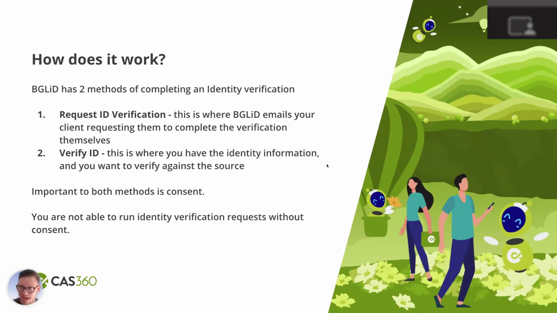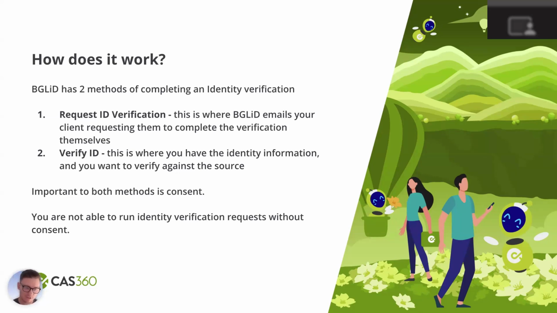So I'll talk a little bit about how BGLiD works, and we have implemented 2 types of verifications. We understand that in practices, there might be different methods in which you're collecting the data, and more than anything, different tolerances to how much data you're willing to keep on file. So what we've developed is 2 types. So we've got request ID verification. Now this is the demonstration that I'll go through, the request ID verification flow. But this is effectively where, as a practice, we are sending our client an email asking them to complete an ID verification.